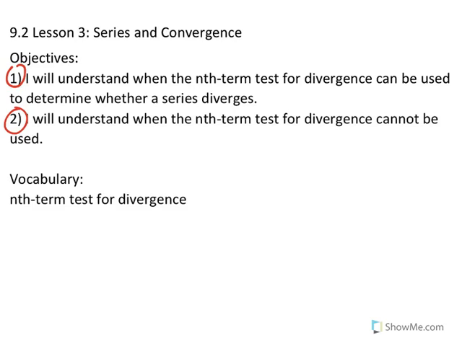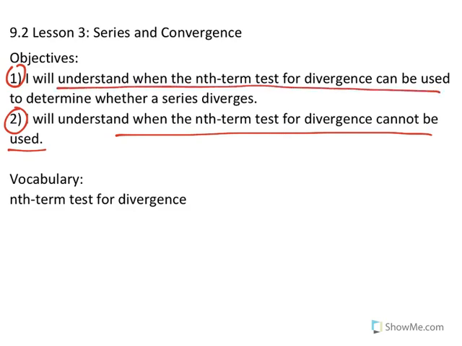So we just saw an example of an instance in which the nth term test for divergence cannot be used, and before that, the first two examples we saw when the nth term test for divergence can be used to determine whether a series diverges. The nth term test for divergence can only be used to determine divergence, never convergence.